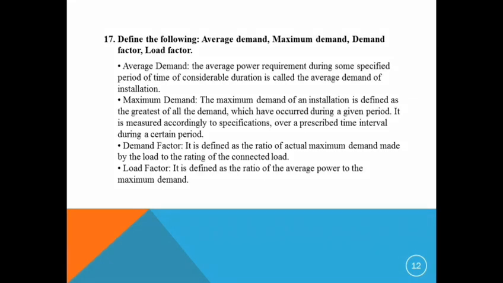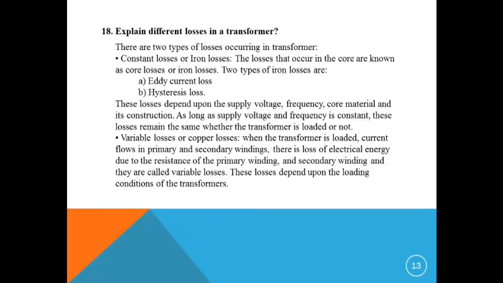Demand factor. It is defined as the ratio of actual maximum demand made by the load to the rating of the connected load. Load factor. It is defined as the ratio of the average power to the maximum demand.